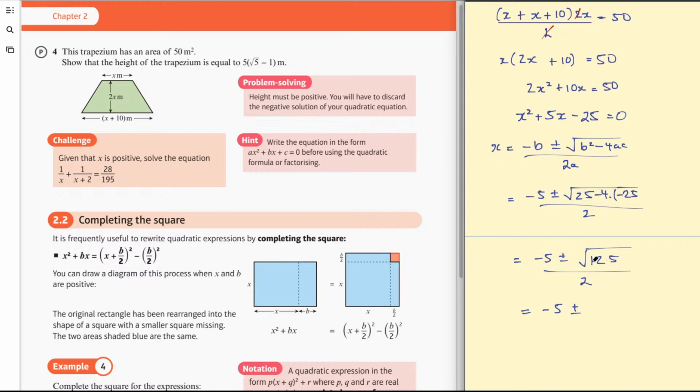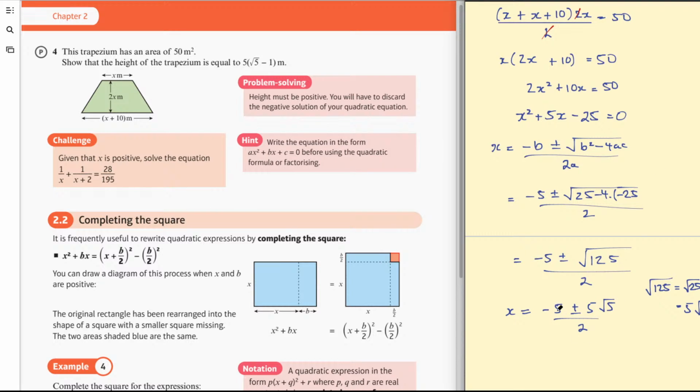plus or minus the square root of 125, which we can write as the square root of 25 times root 5. Remember your surd laws, we covered that in a previous session. The square root of 25 is 5, so root 125 is 5 root 5, on 2, and so that's the solutions for x.